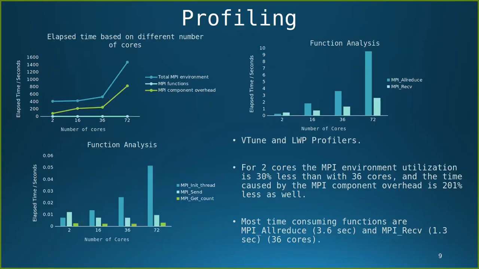For the last part of the analysis, we profiled the code using VTune and the LWP MPI lightweight profiler. While using 2 cores, the total MPI environment utilization time was 30% less than that of the 36 cores, and the time caused by the MPI component overhead was 3.01 times less as well. Regarding the most time-consuming functions, MPI reduce spends around 3.6 seconds of total work, while MPI receive spent 1.3 seconds respectively, as both dedicate a lot of time for communication with other processes. All the other functions had a very small execution time.